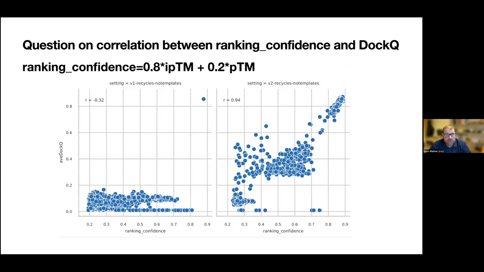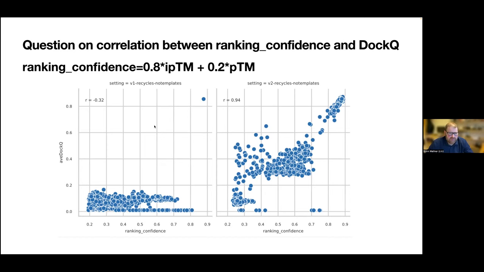On identical input. So now the question is, when we have generated these large ensembles, not really particularly large, but larger than 5 or 25, on the order of 6,000 models or so, the question on the correlation between the ranking confidence and DocQ came up. I showed some of these plots at the conference, but they were not really DocQ measurements. They were based on TM score, so maybe not optimal. The ranking confidence is a linear combination of the interaction score and the overall score, with a heavy weight on the interaction.